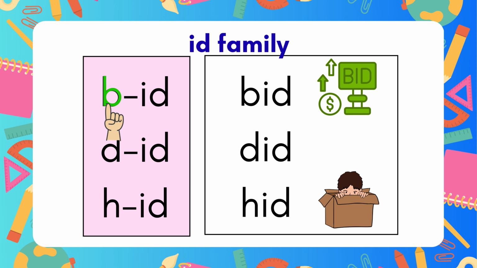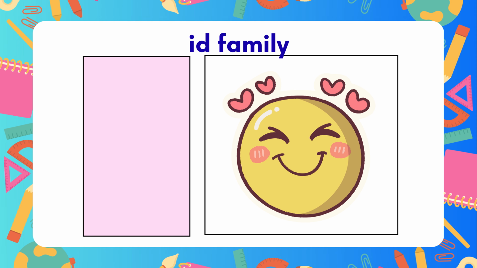B, id, b, id, bid. D, id, d, id, did. H, id, h, id, hid. Your turn to read, kids. Nice!